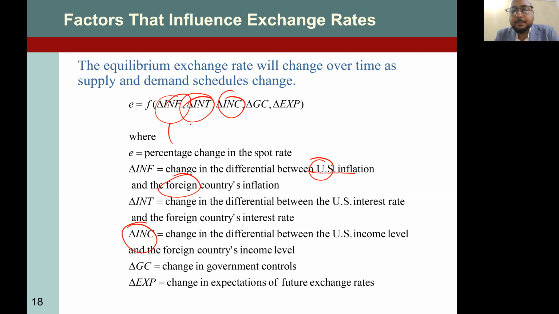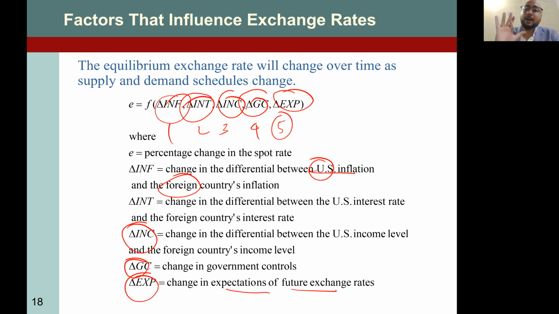Number three, income level between two countries. Number four, the government control, that is how much the government controls the currencies, maybe levying tariffs and all those stuff. There are monetary controls and all those stuff. And the last one is change in expectations of future rates. This is not exports, these are expectations. So there are five factors that cause change in equilibrium.